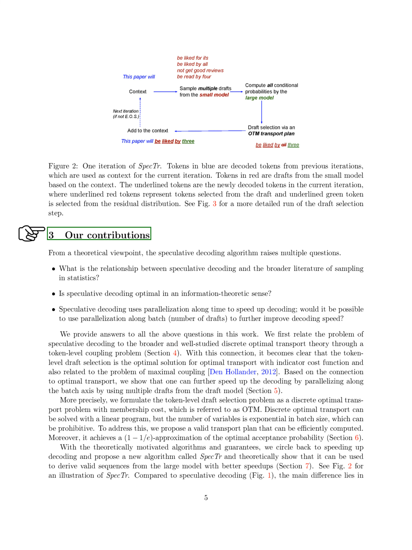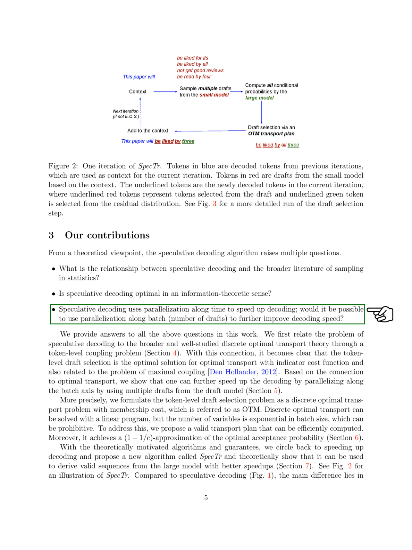Section 3: our contributions. In this work, we delve into the theoretical aspects of the speculative decoding algorithm, addressing several questions. We explore its relationship with the broader field of statistical sampling, its optimality from an information theoretic perspective, and the potential for further speeding up decoding through parallelization along the batch axis.